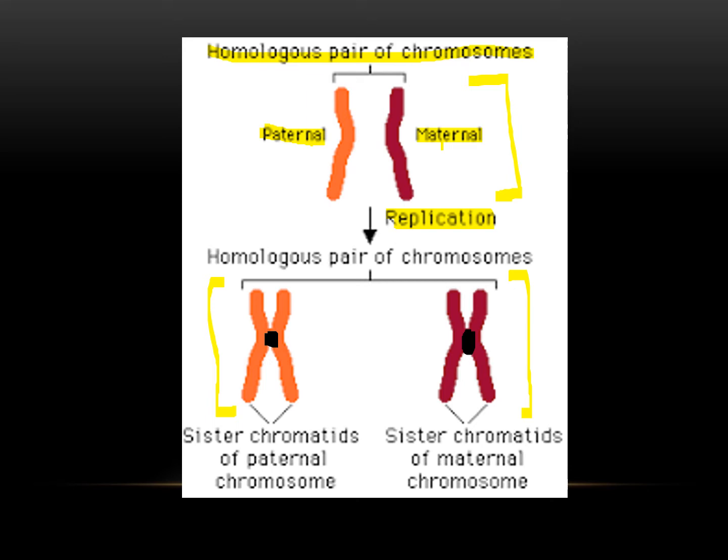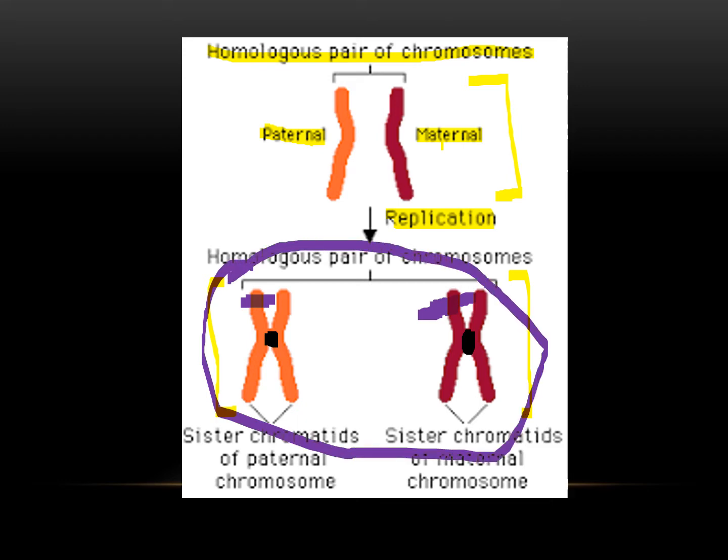So for example, if in purple I show that this region is the gene for eye color on your paternal chromosome, the gene for eye color on your maternal chromosome will also be found in the same location. And these two chromosomes together, your maternal and your paternal, form what is called the homologous pair of chromosomes, or we can simply say a homologous chromosome pair.